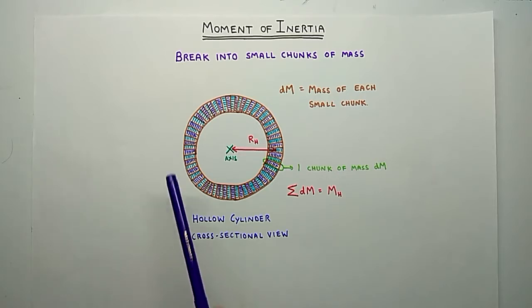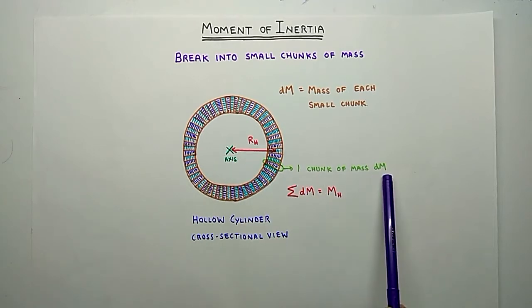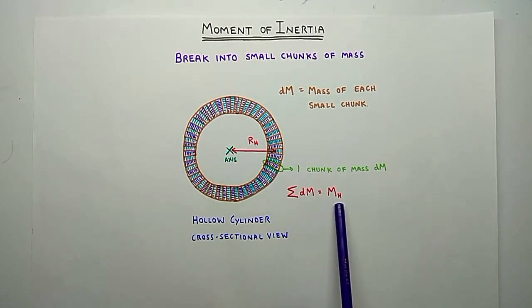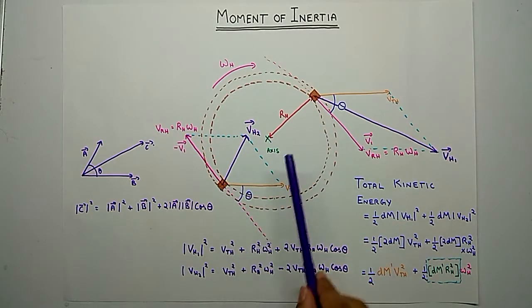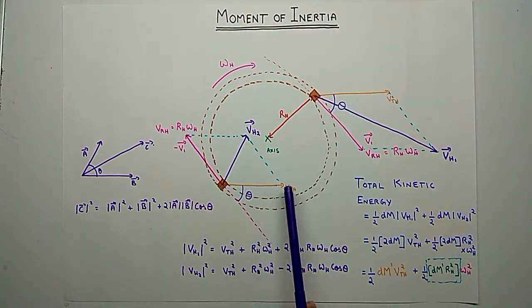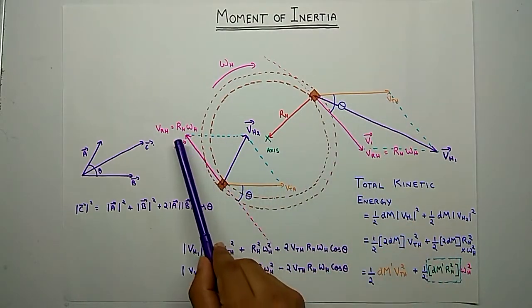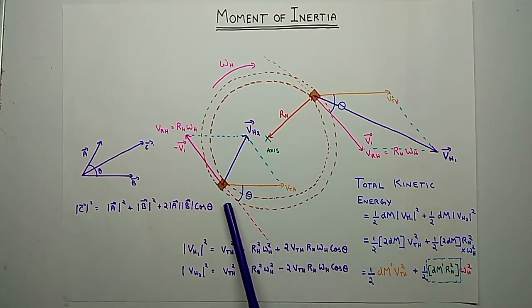Now, consider the cross section of a hollow cylinder. Let us break this ring into small chunks of mass as shown here, with each chunk having a mass of dm such that the summation over all dm gives MH, the total mass of the hollow cylinder. Now consider just two mass chunks which are situated diametrically opposite to each other as shown here. Each chunk has a linear translational speed Vth and a tangential speed Vrh given by the radius times the angular speed, as shown in this figure. Clearly, these two vectors have opposite direction.